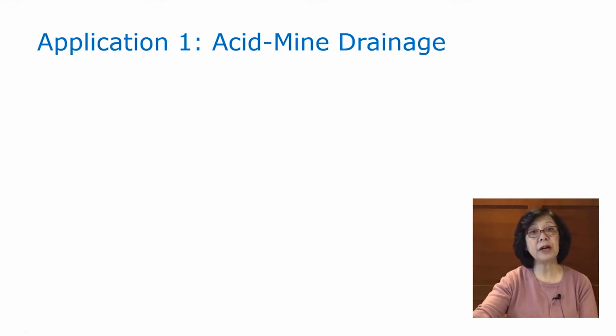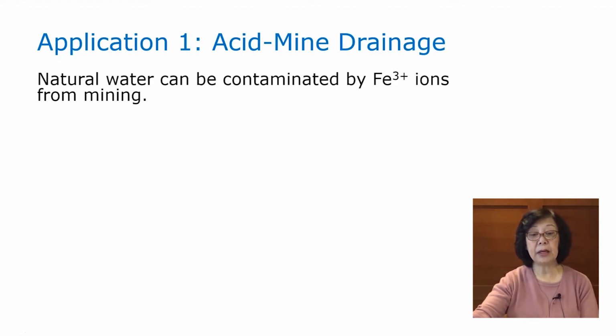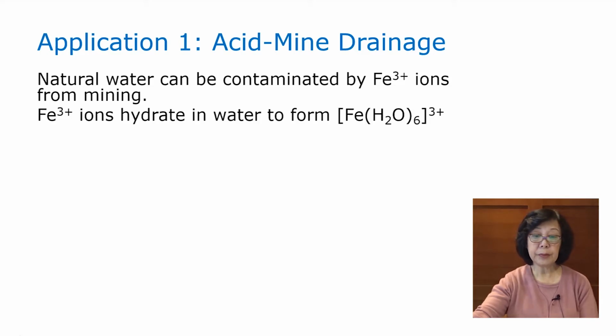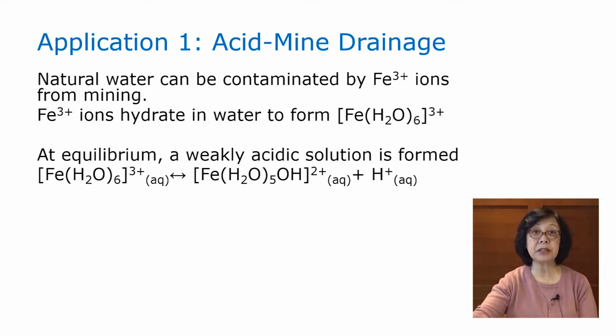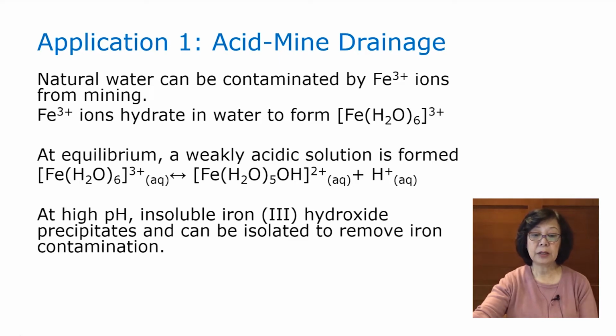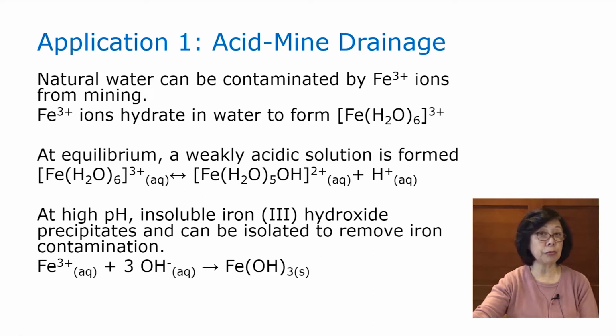In terms of real-life application, in mining, the natural water can be contaminated by the iron 3+ ion. This iron ion will hydrate in water to form a complex ion, and this complex ion will dissociate to donate the proton, which makes the solution acidic. So the way to remove the iron ion is by adding the hydroxide ion, which will precipitate out the FeOH3 as solid, which can then be removed, and we can then remove this contamination from the natural water.